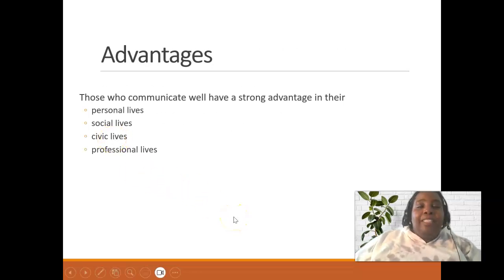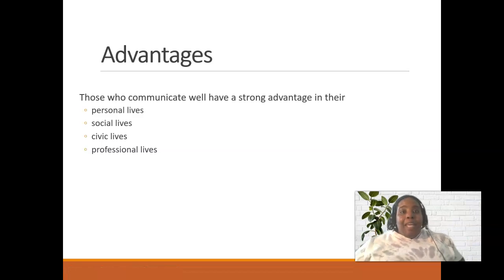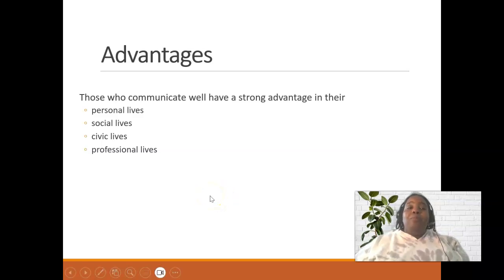So, communication, just like any skill, can be learned, you can grow, and it can be cultivated. So for those who communicate well, we have advantages in our personal, social, civic, and professional lives. We're going to be exploring these different types of communication competencies this semester.